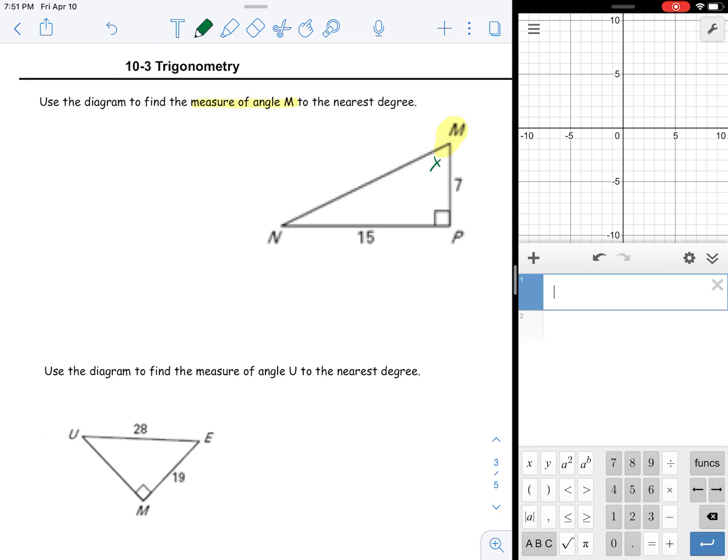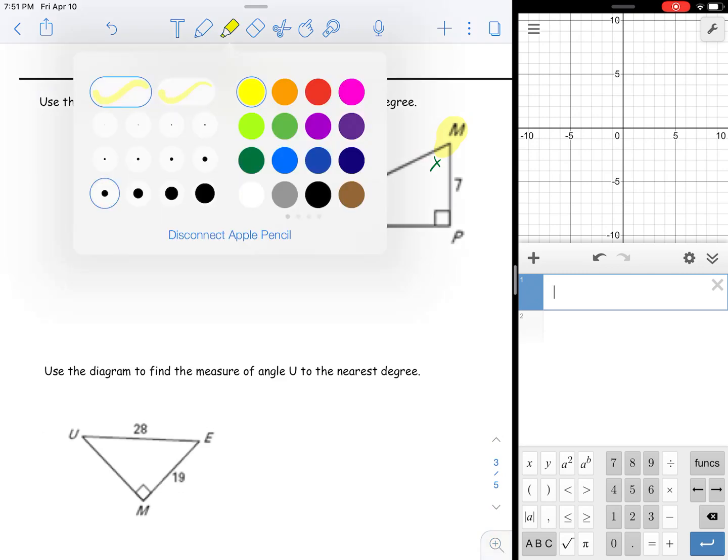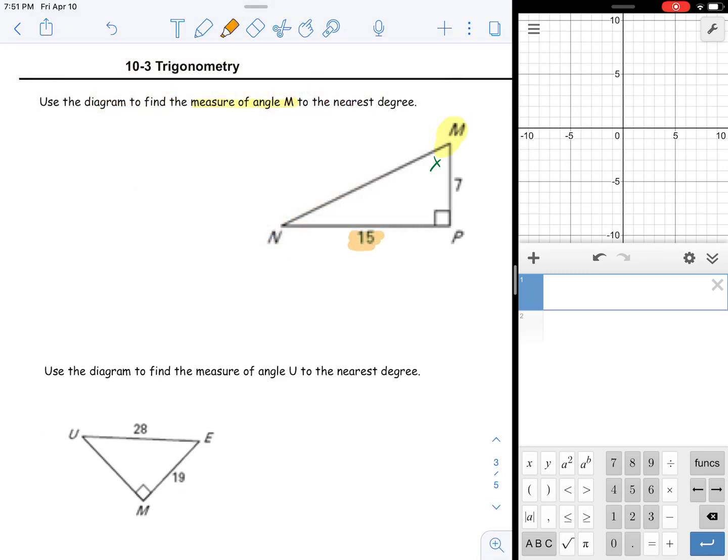You have two sides given to you in the picture here. You have the 15 and the 7. And so you need to think of which trig ratio will relate these two sides. So remember, some old horse caught another horse, taking oats away. In relation to angle M, the 15 is the opposite side, and the 7 is the adjacent side. So this means I'm going to use the tangent function.